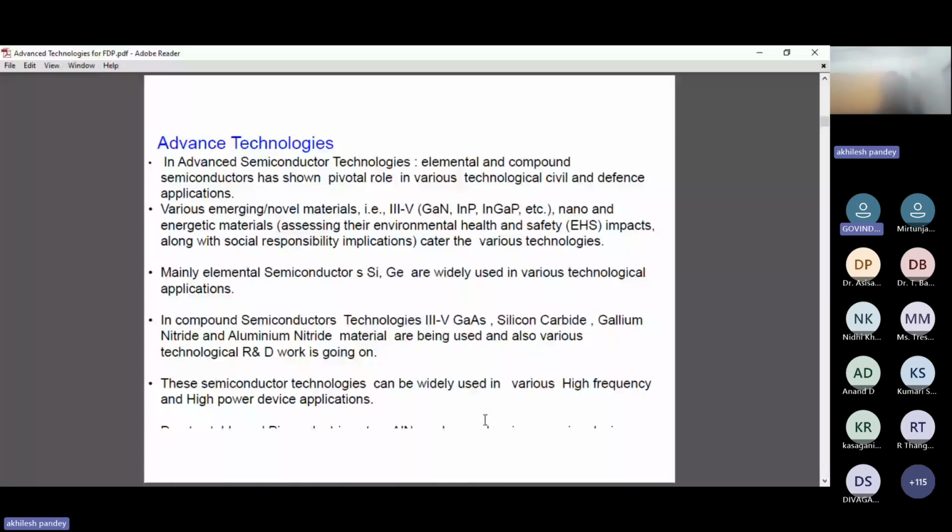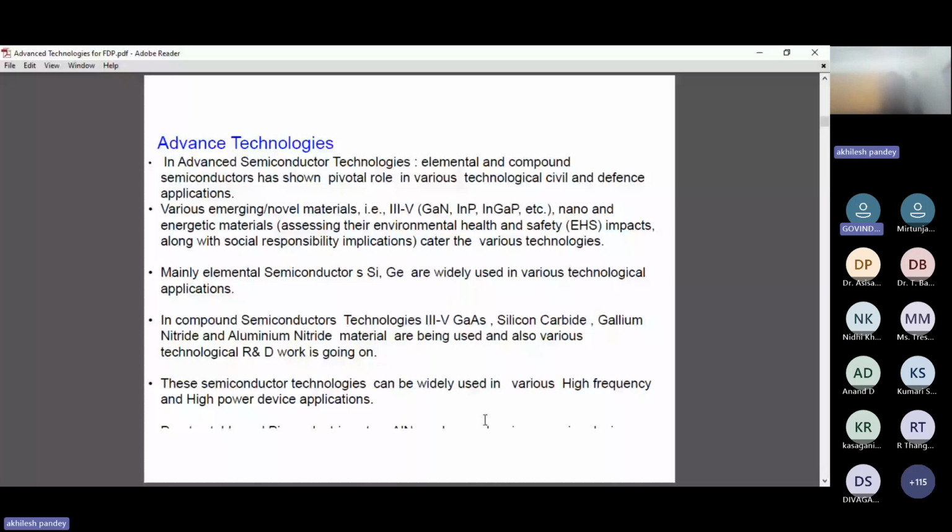Silicon everybody knows, but germanium is an IR material, so IR windows are also made using germanium bulk crystals. In compound semiconductor technologies like III-V gallium arsenide, silicon carbide, gallium nitride, and aluminum nitride, materials are being used, and various technological R&D work is going on in these materials.